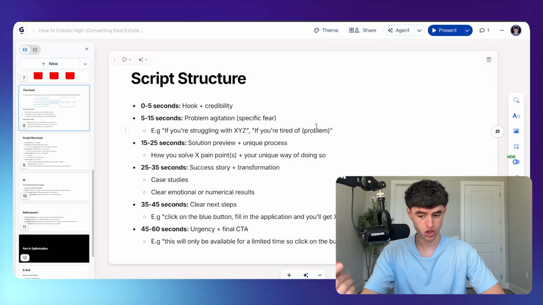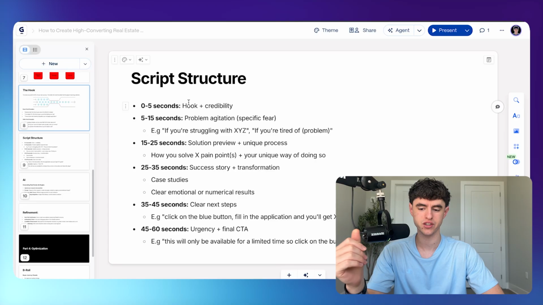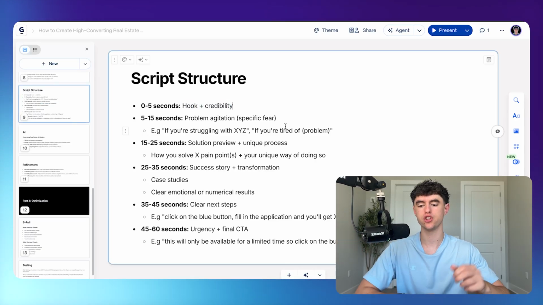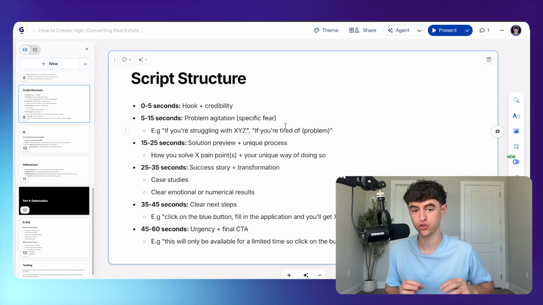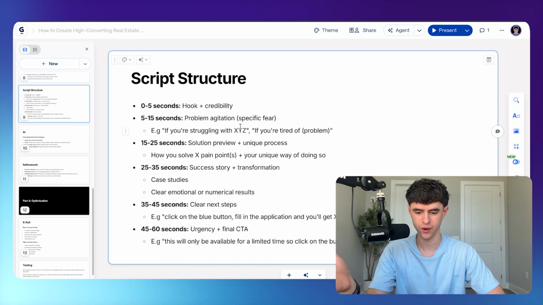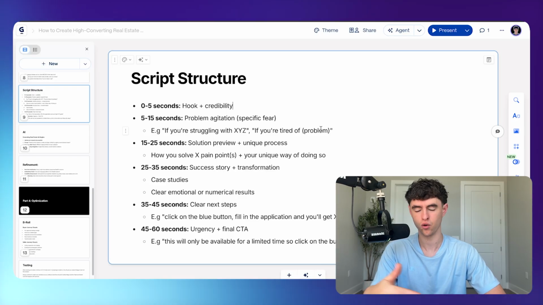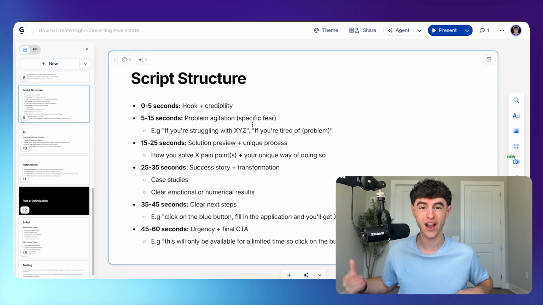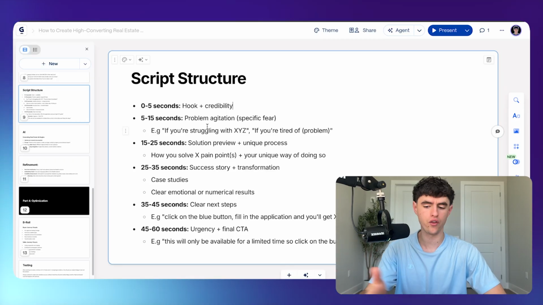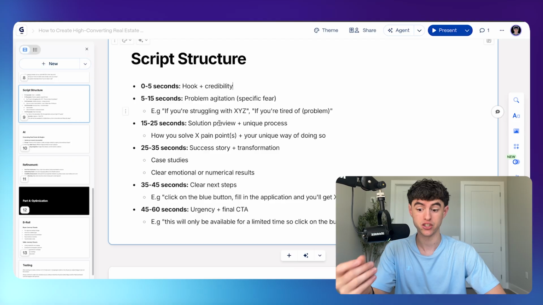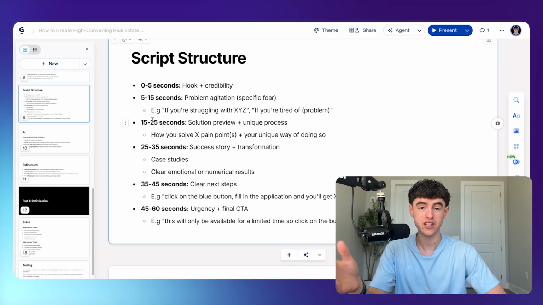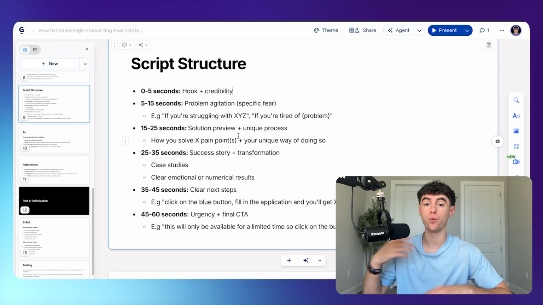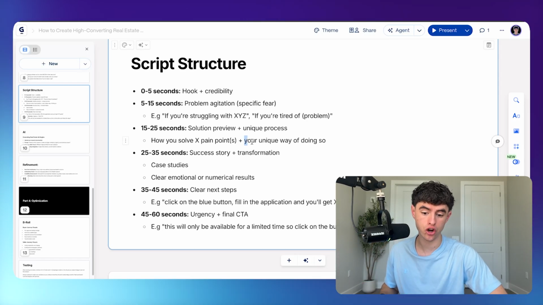So how you can structure the script out of all this is basically within the first 0 to 5 seconds, you want to establish the hook and your credibility, okay? Then within the first 5 to 15 seconds, you want to introduce problem agitation. So introduce the specific fear. If you're struggling with XYZ, if you're tired of wasting thousands of dollars and high interest rates, et cetera, if you're struggling with finding the right home for the right interest rate, all that kind of stuff, that's problem agitation. Then within the next 15 to 25 seconds, we have the solution preview plus the unique process. So how we solve the high interest rates and our unique way of doing so.